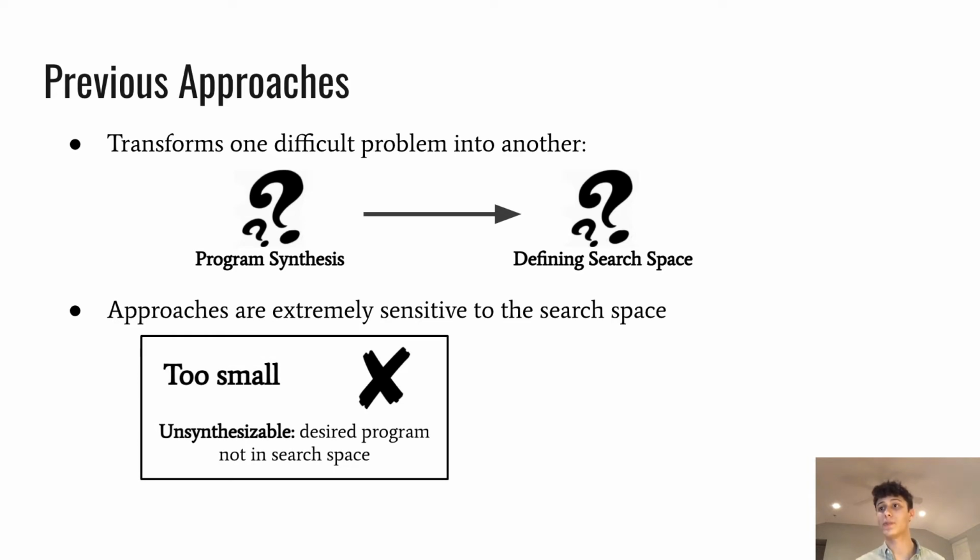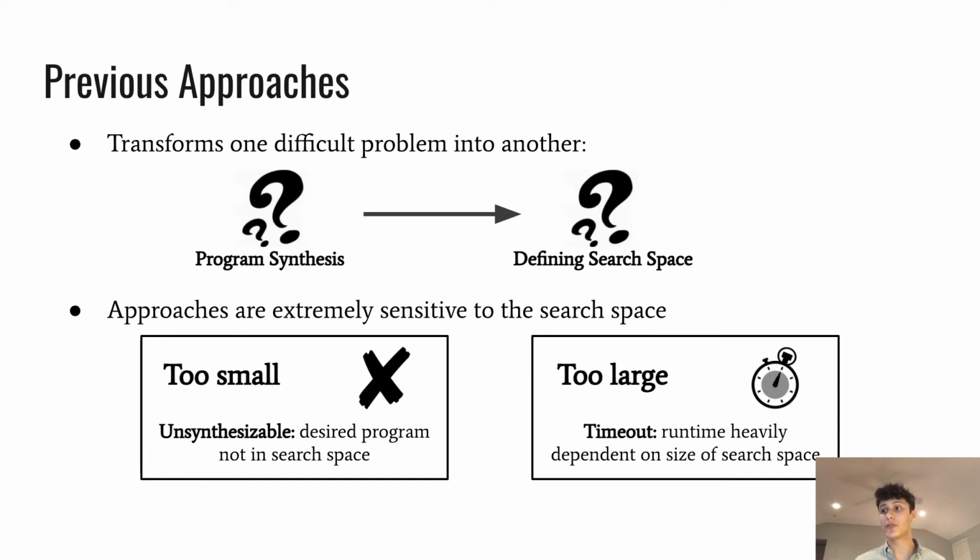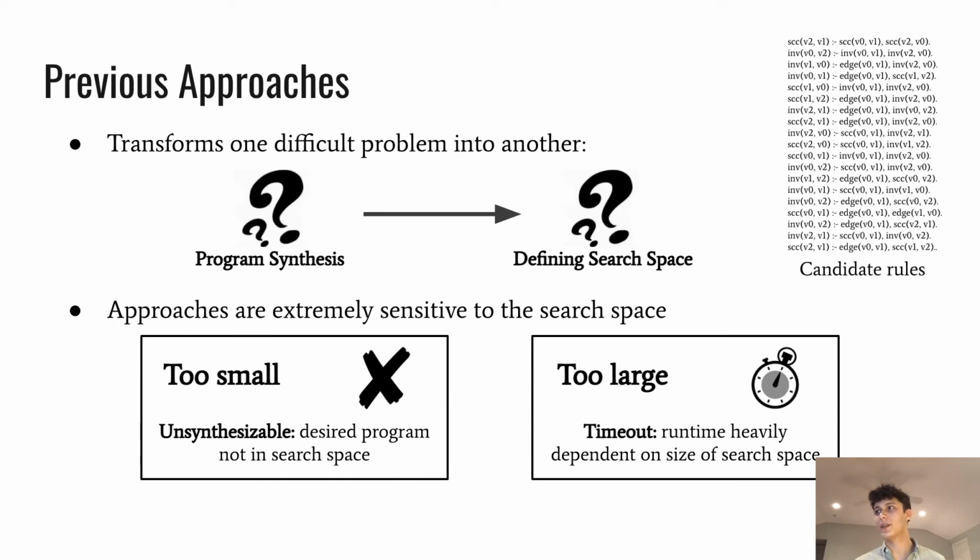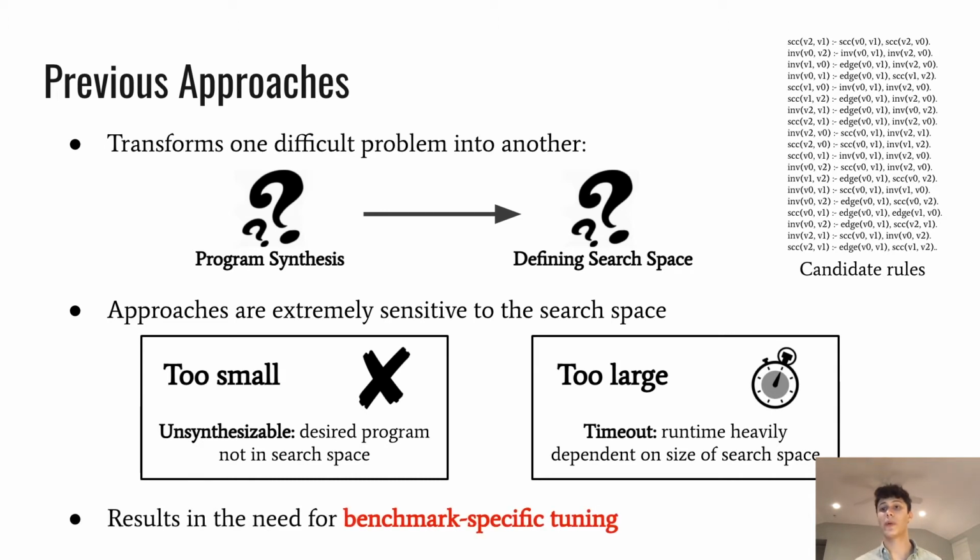With a search space that's too small, the desired program is likely not in the search space. And with the search space that's too large, the tool likely times out because runtime is heavily dependent on the size of search space. This is an example of what some of that syntactic bias might look like. So these are some candidate rules provided for ProSynth. Note that these are very difficult to manually write and difficult to automate as well. As a result, we end up with benchmark-specific tuning. Somebody wishing to synthesize something might have to already have some knowledge about what they want to synthesize or some knowledge about what a potential program might look like, which detracts from the usefulness of these approaches.